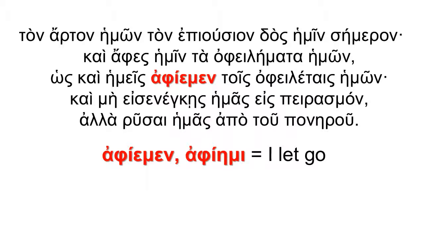Και ἡμεῖς. ἡμεῖς means what? We. What would it mean if it was spelled with ypsilon? It would mean you. Okay? So ἡμεῖς with ητα is we. ἡμεῖς with ypsilon is you. But in this case, it's spelled with ητα and it means we.